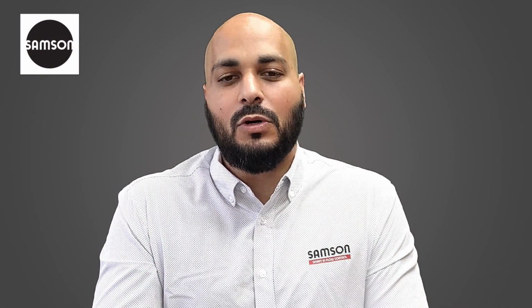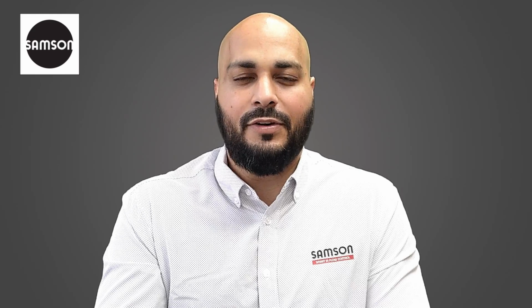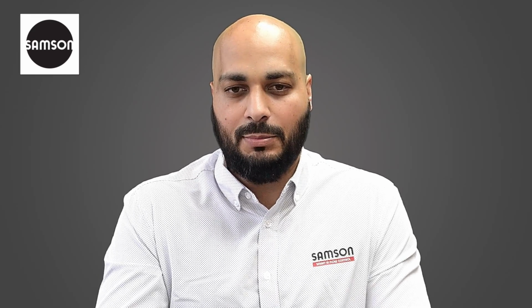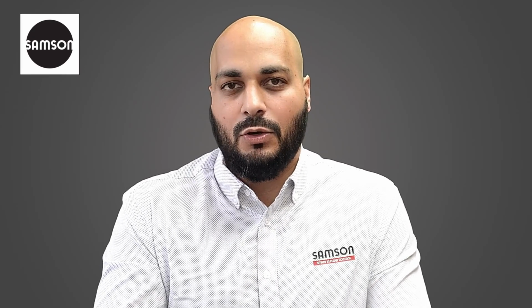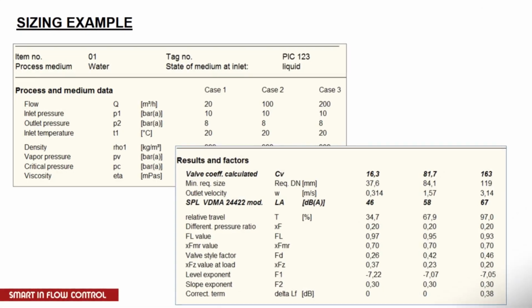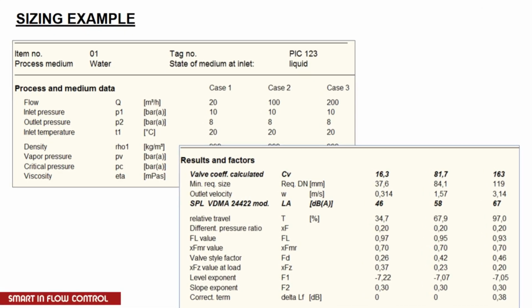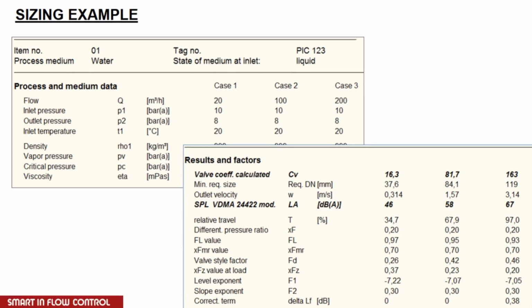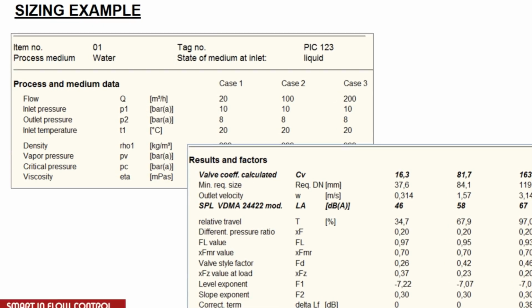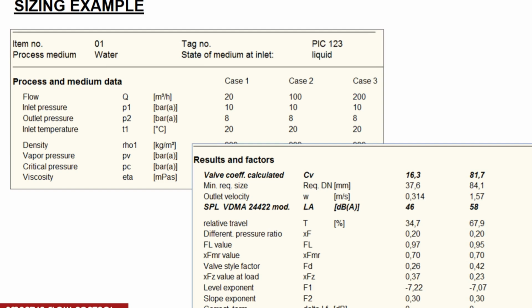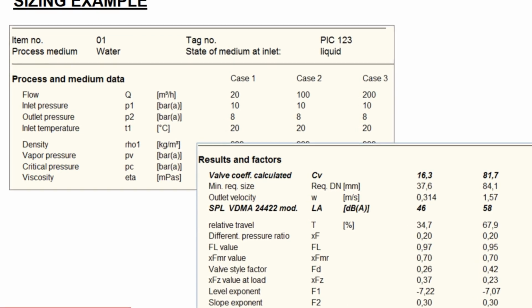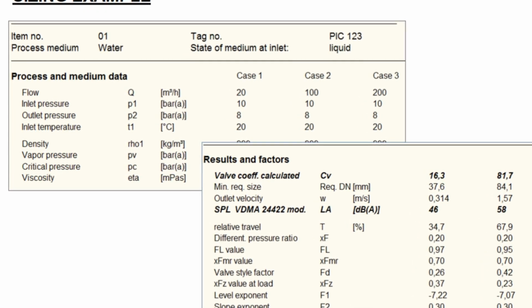Welcome back. In this video we'll go through a live sizing example comparing the various valve technologies in a standard water application. What you can see here with the sizing sheet is a standard water application in liquid form. Flow rate ranges from 20 meters cubed per hour to the max case of 200 meters cubed per hour, standard ambient process temperature, and a differential pressure of 2 bar.